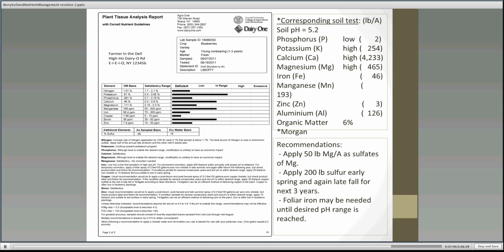If we go back and look at the soil test results, which is why you want to really have a paired sample, you'll notice that the pH here is 5.2, which is higher than you really would like for a blueberry planting. For blueberries, you really would prefer 4.2 to 4.5. When the pH reaches that level, the available nutrients in the soil will become available, and those deficiencies should correct themselves without even having to make an application.